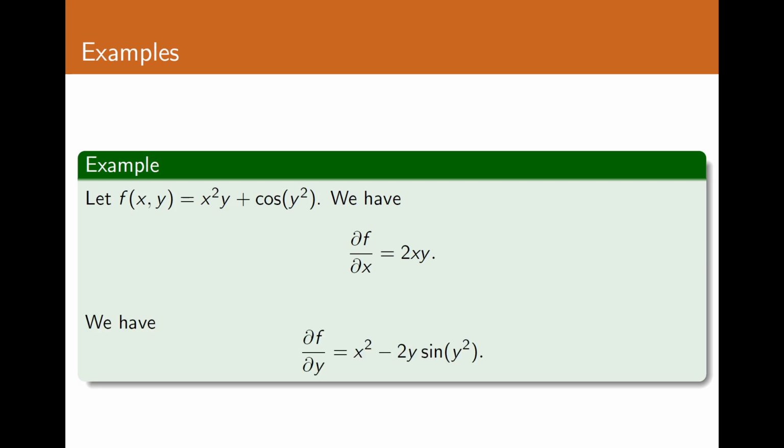And if we do it with respect to y, now the first term, the x squared, is constant, so we take the derivative of y, which is just 1, so that leaves us with x squared. And for the second term, we have cosine of y squared, so we need to use the chain rule. The derivative of cosine is negative sine, and then the derivative of y squared is 2y. So our partial derivative with respect to y is just x squared minus 2y sine y squared.